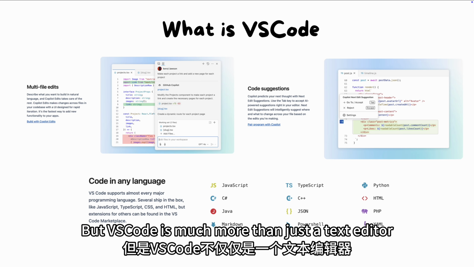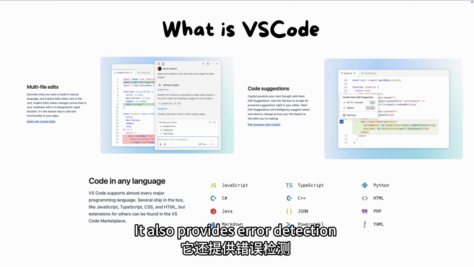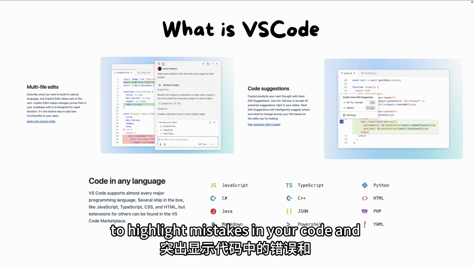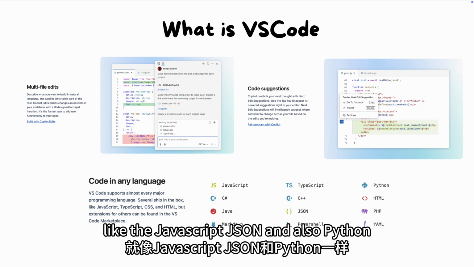But VS Code is much more than just a text editor. It also provides error detection to highlight mistakes in your code, and it can handle multiple files. Also, based on Copilot, it has a code suggestion function to help you understand the code and also change it. It can deal with code in any language, like JavaScript, JSON, and also Python.